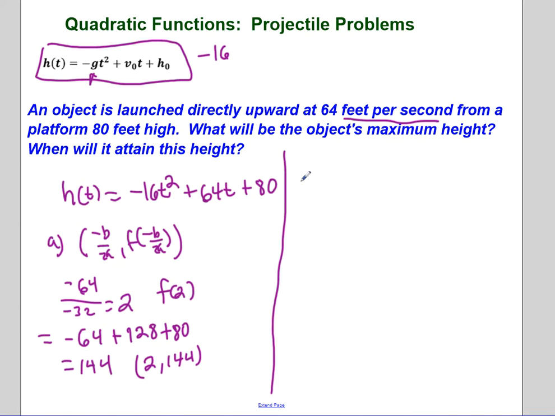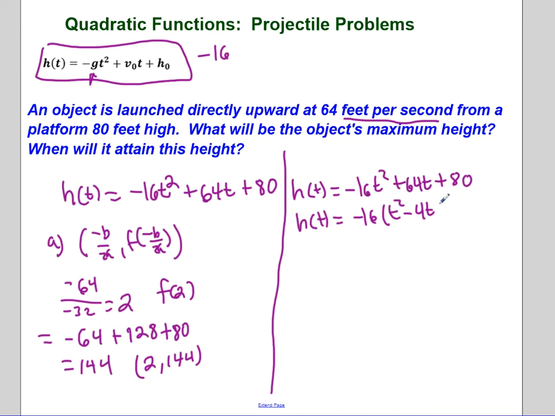So we're going to have, again, h of t is equal to negative 16t squared plus 64t plus 80. And what I'm going to do is factor out negative 16. H of t is equal to negative 16, and I'm going to factor out from our first two terms t squared. That goes into it 4 times, but a minus 4 times 4t, all right, plus 80.